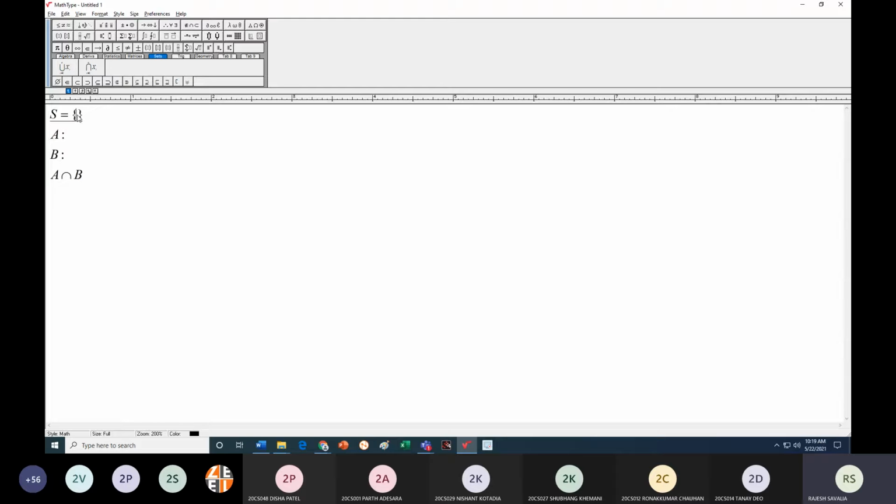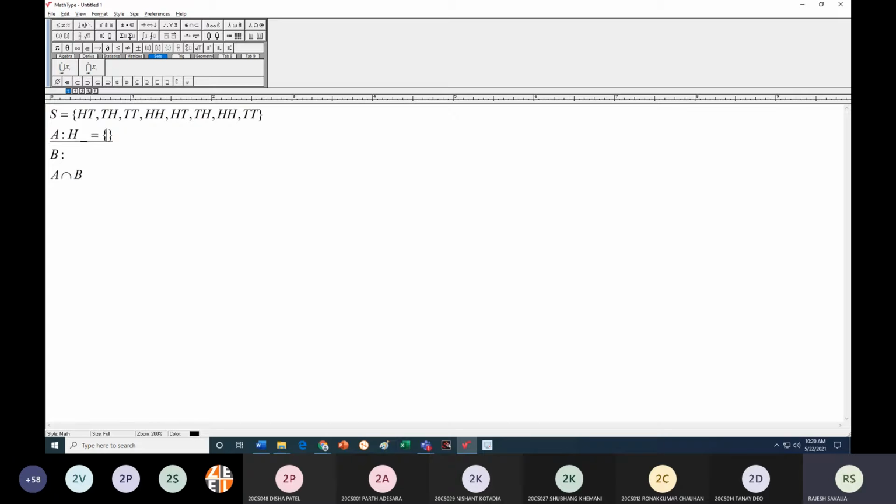I am going to toss two coins simultaneously. Here is HT, TH, TT, HH. These are the outcomes. A is an event in which I am going to get head in the first coin, whatever the outcome in the second coin, that is considered.